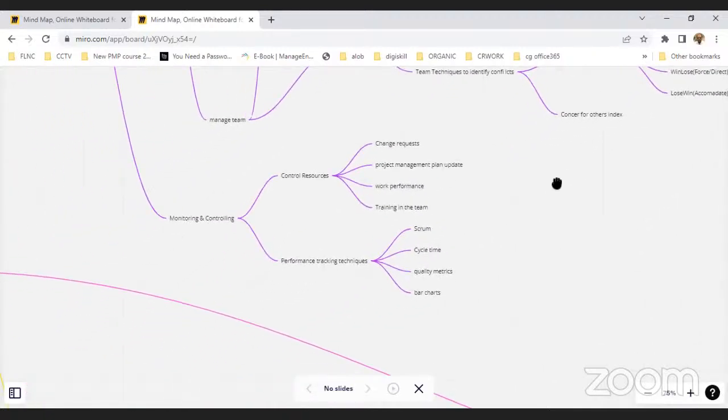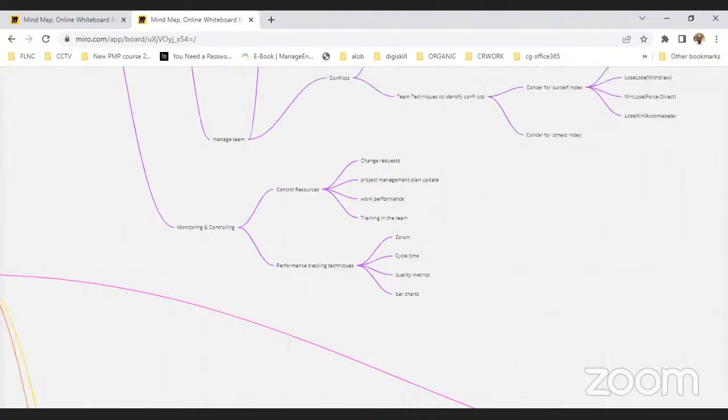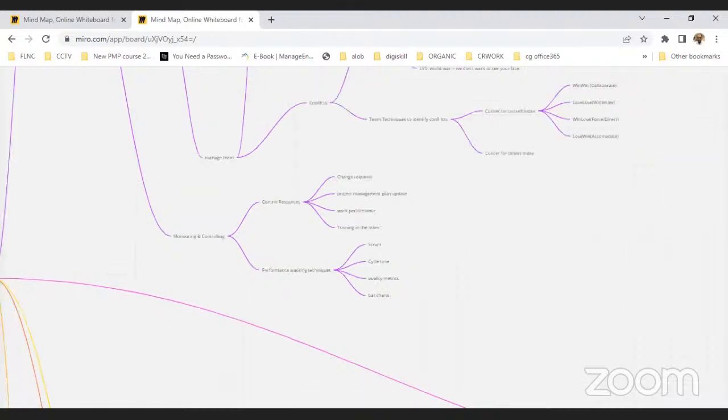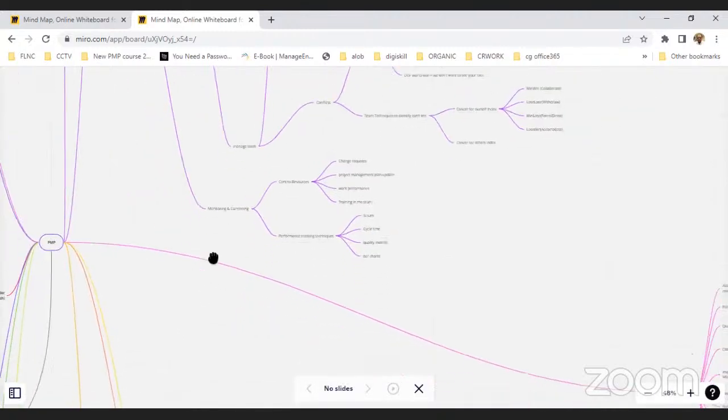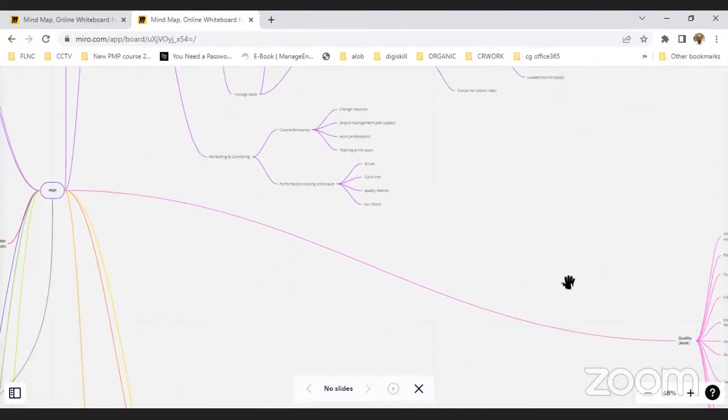Now we are talking about another topic, monitoring and controlling. Inside that, there is a control process, control resources. Inside control resources, there are change requests, project management plan updates, work performance, and training in the teams. Another technique we are using is performance tracking: Scrum, cycle time, quality metrics, and bar chart. Now I am going towards the next topic, scope.